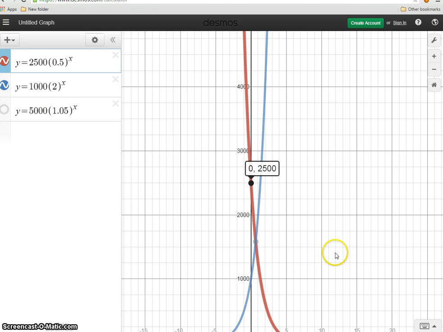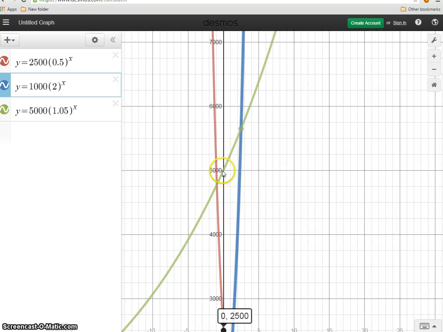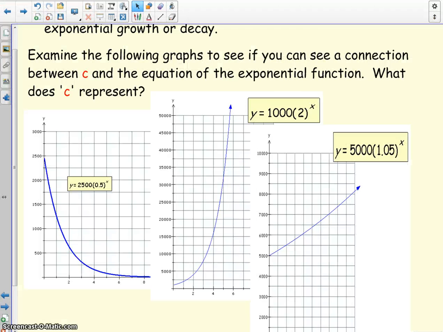So if I bring in the blue one here, y equals 1000 times 2 to the x, again, my y-intercept is 1000. And for the last one, 5000 times 1.05 to the x, again, you'll see that my y-intercept is 5000. So the c value here is always going to be the y-intercept of the equation. You could also think of it as the initial value, because if x was representing time, when time was 0, we'd have a y value of 5000. So consider the initial value of the equation as well.